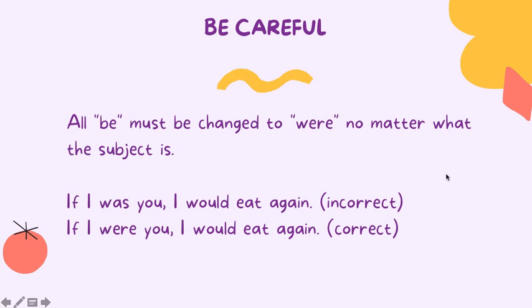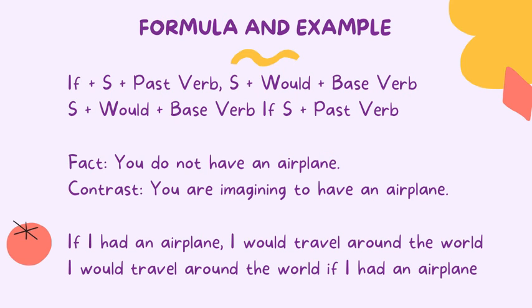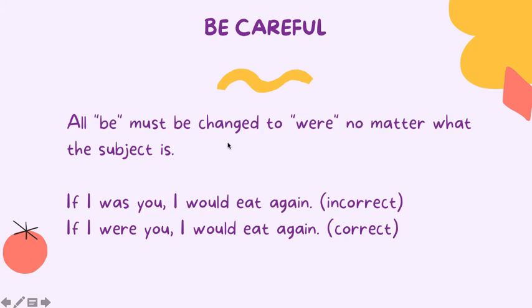Here you have to be careful because all be must be changed to were no matter what the subject is. So for example, as I told you before that the verb in conditional sentence type 2 is using past verb, but it does not mean that all verb can be transferred to the past form immediately. There's an exception. If the verb is using be, then when you are using conditional sentence type 2, all be must be using were.